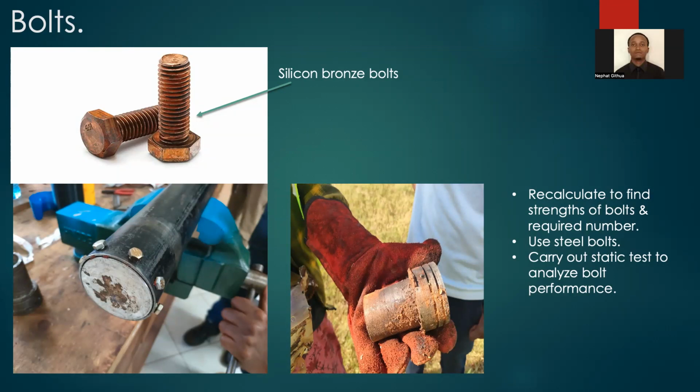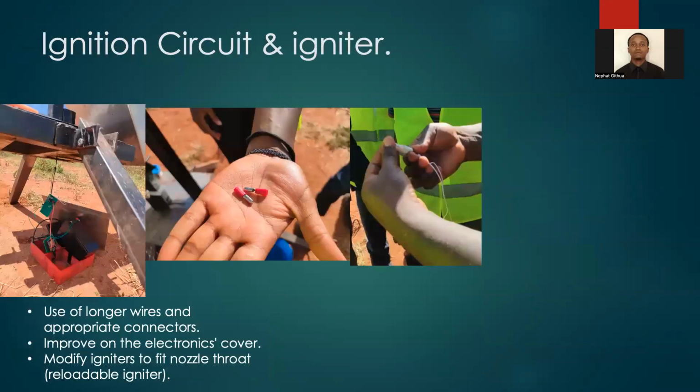So yes, we did some research on the bolts that we had bought, and we realized that they were silicon bronze, and they were not really strong enough to hold our motor together. We need steel bolts, and we'll have to buy some and do some testing so that we can confirm that the bolts are no longer an issue. Next slide.